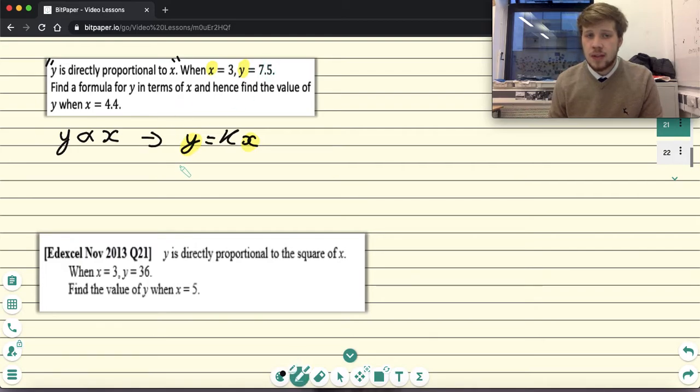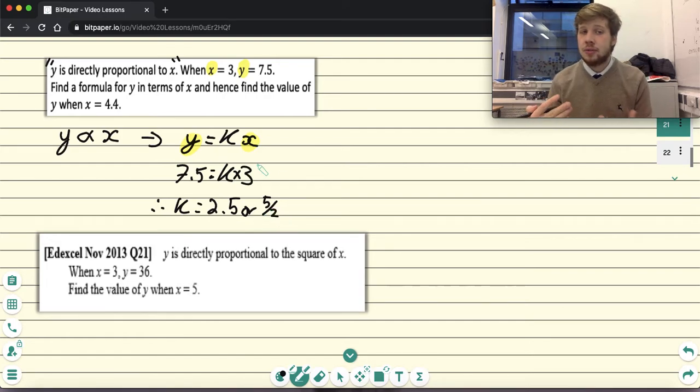Y is 7.5, so I can say 7.5 equals, k hasn't changed, and x is going to change to 3. So therefore, I can work out what k is by dividing by 3. So I can say k is equal to 7.5 divided by 3, which will be 2.5, or 5 over 2.